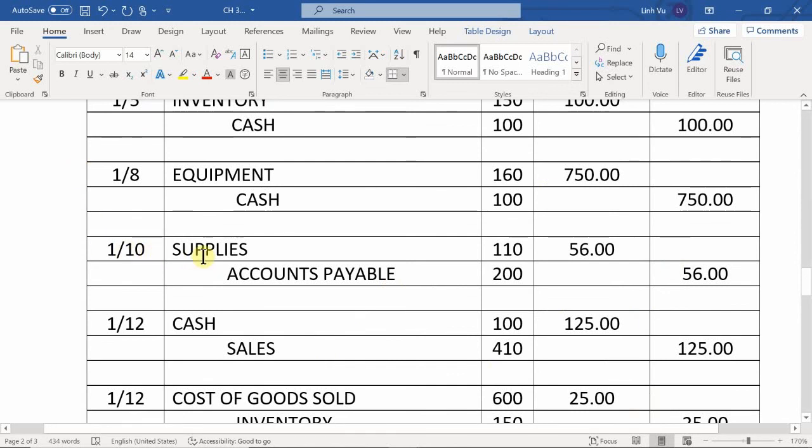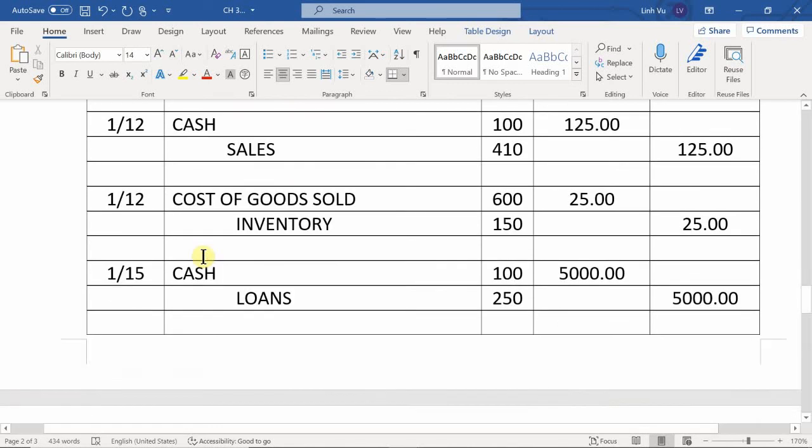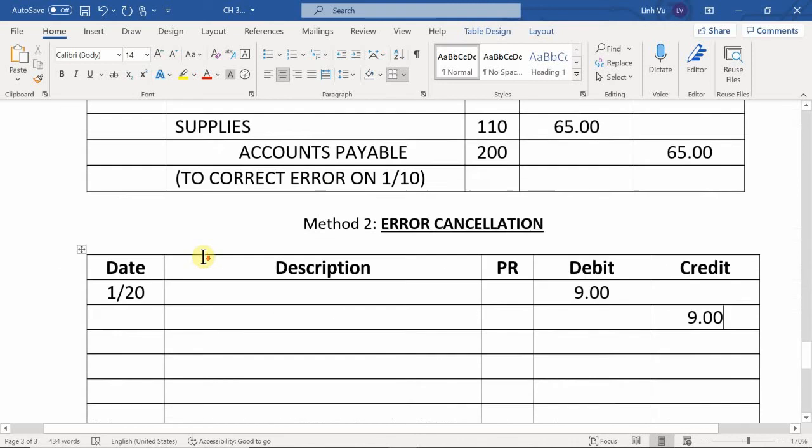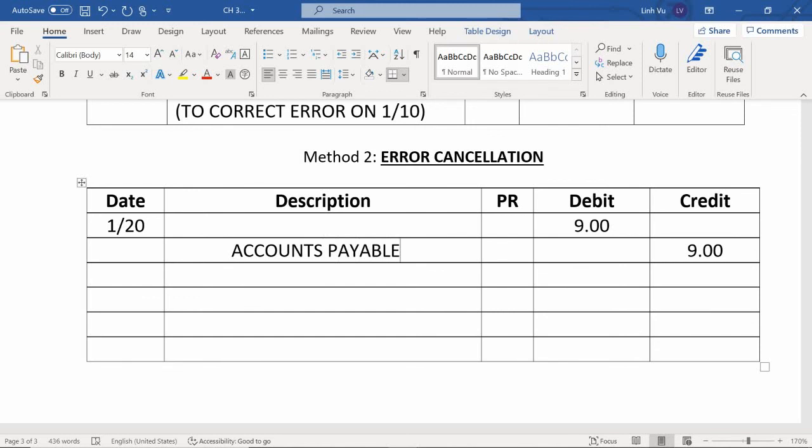The accounts payable is going to $9. Now, am I increasing my accounts payable by $9 or am I decreasing my accounts payable by $9? Increase it. So if I'm going to increase my accounts payable by $9, am I going to credit or debit that account? Credit. Correct. So the supplies is $9 debit, because you need $9 more in supplies.